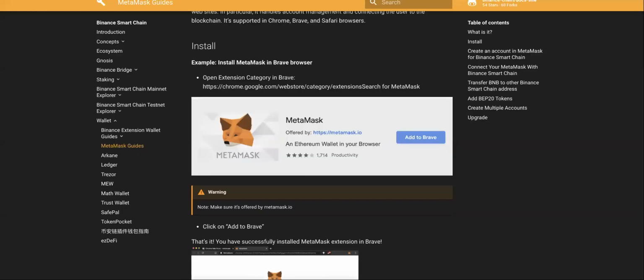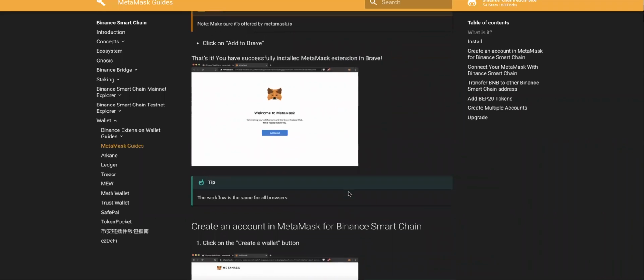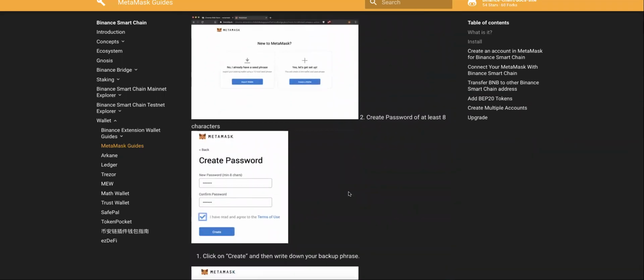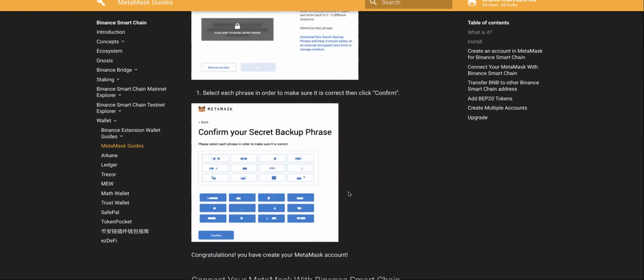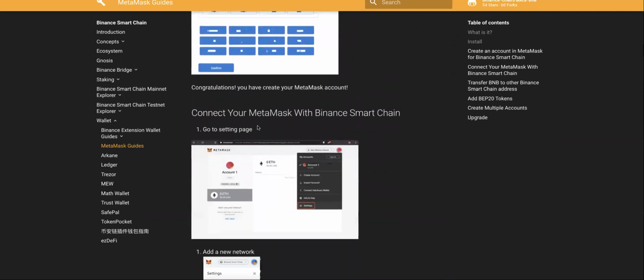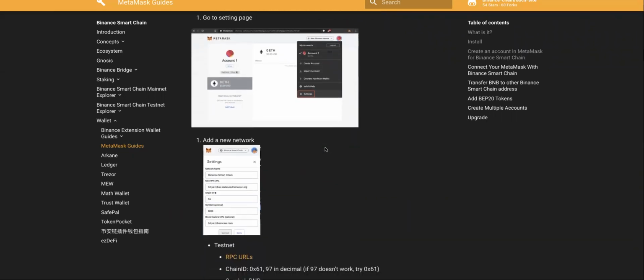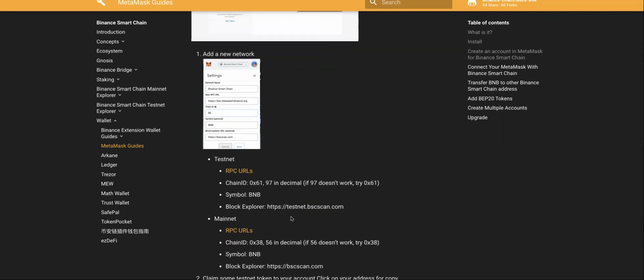Like I said, the first thing you do is to come to this page and follow it step by step. Create an account in Metamask for Binance Smartchain. You just keep going, create your password as if you are new. If you've already done the secret phrase and backup, you can just connect your Metamask to Binance Smartchain, and then you go to settings. It's all easily explained on this page. Just keep going. You type in everything as it is here on settings. You just copy and paste them.